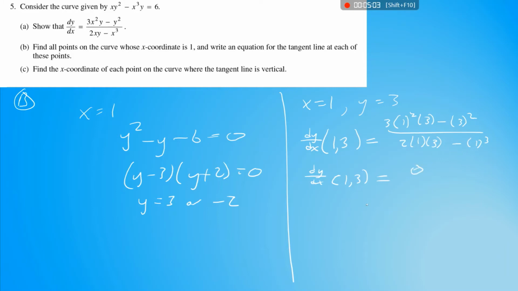So what would the tangent line be then? So y minus 3 is equal to 0 times x minus 1. So y equals 3. Okay, that's part one. Then the other one is 1 comma minus 2.